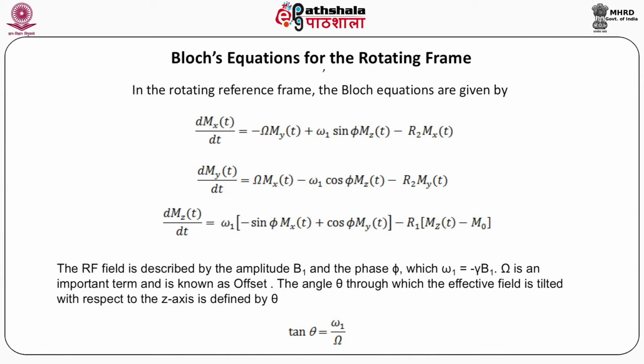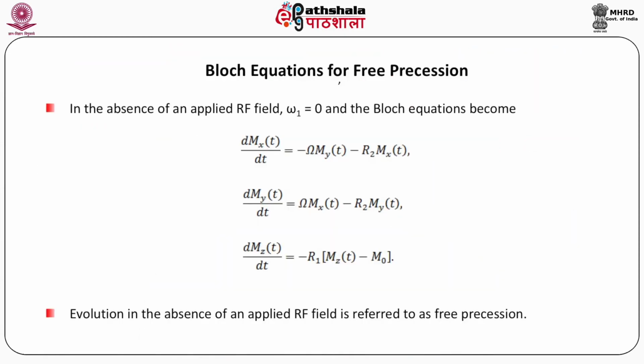The RF field is described by the amplitude B1 and the phase phi, where omega1 is equal to gamma B1, and that other omega is an important term and is known as the offset. The angle theta through which the effective field is tilted with respect to the z-axis is defined by tan theta is equal to omega1 divided by omega. Bloch equations for free precession.